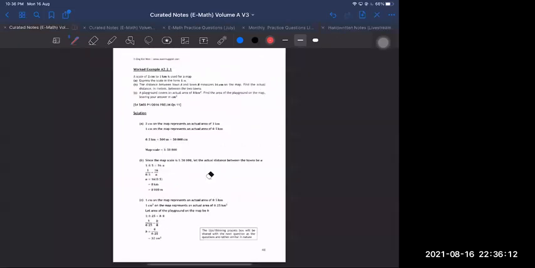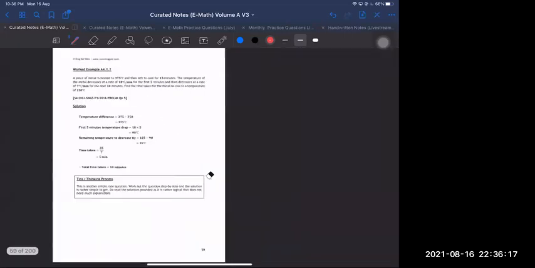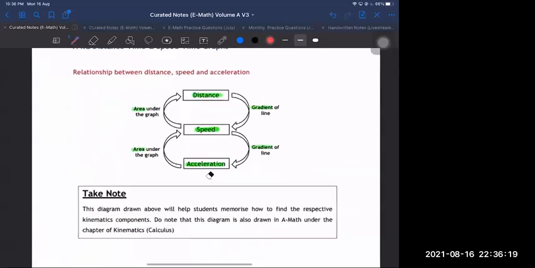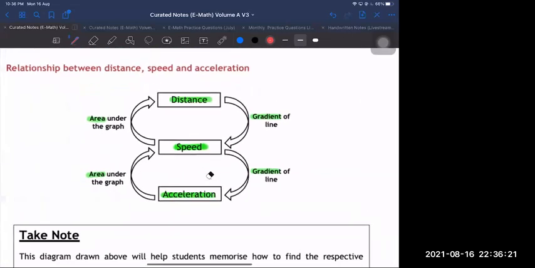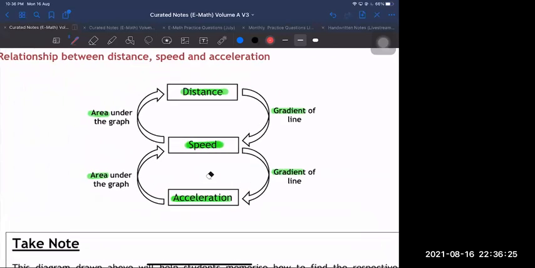And this diagram, if you want it in a beautiful way, looks like this. If you're interested, you can take a screenshot of this, because this is a pretty important diagram. So let me re-explain the diagram one more time.